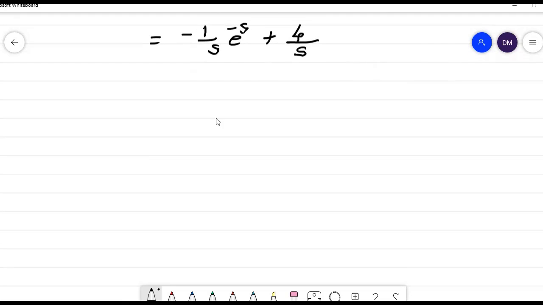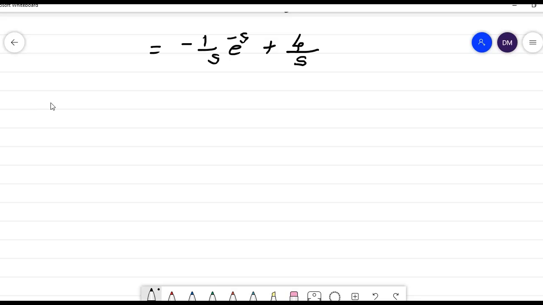Now go to the fifth problem. What is the fifth problem?